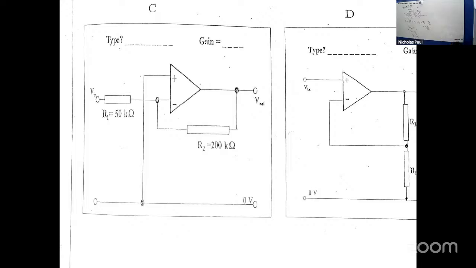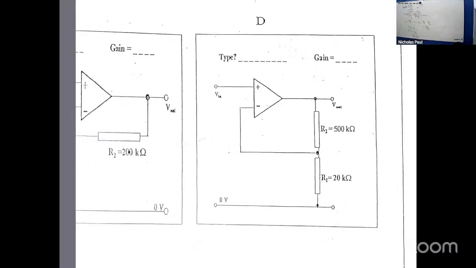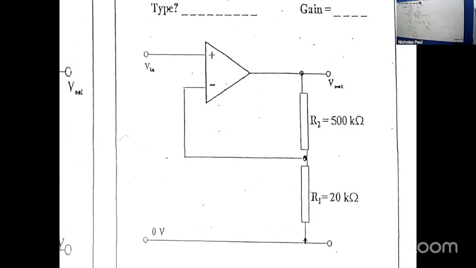And last one. I'll pick somebody online. Kalina, what do you think this last one here is?